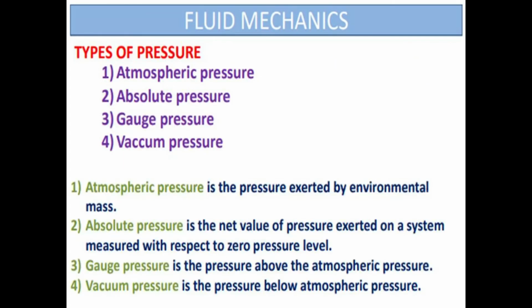Types of pressure. Pressure is characterized into 4 types. They are 1. Atmospheric pressure. 2. Absolute pressure. 3. Gauge pressure. 4. Vacuum pressure. Atmospheric pressure is the pressure exerted by environmental mass on any matter. Absolute pressure is the net value of pressure exerted on a system measured with respect to 0 pressure level. Gauge pressure is the pressure above the atmospheric pressure. And vacuum pressure is the pressure below atmospheric pressure.